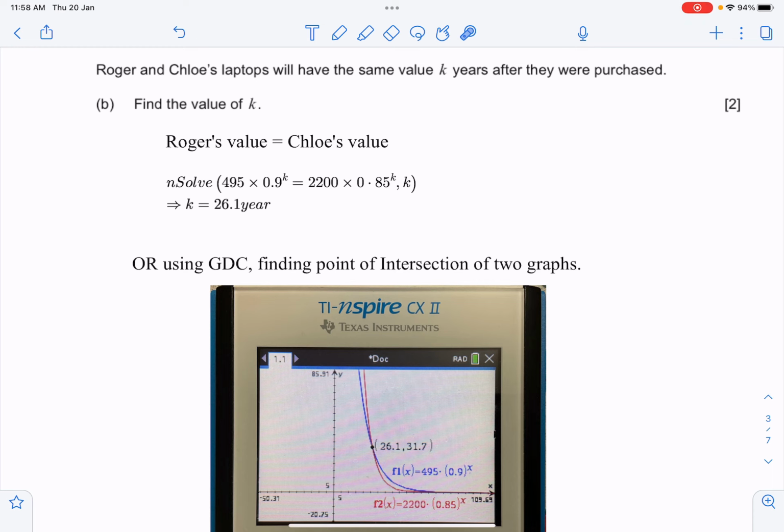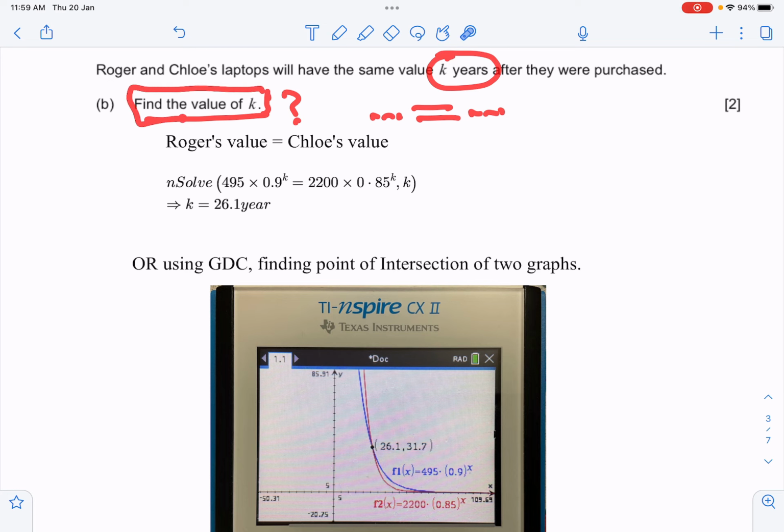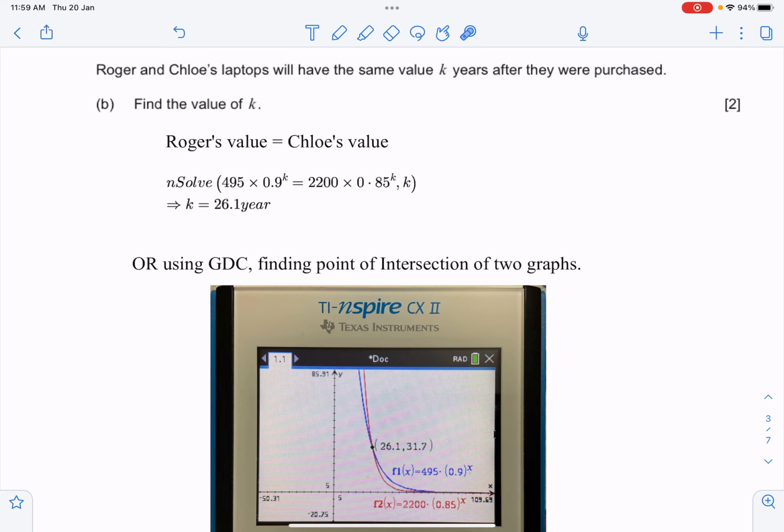It means the value of both laptops will be the same after K years, and that K years we have to find. After how many years will both the laptops be valued at the same amount? This question can be done in 2 ways, so I have solved it in both ways.